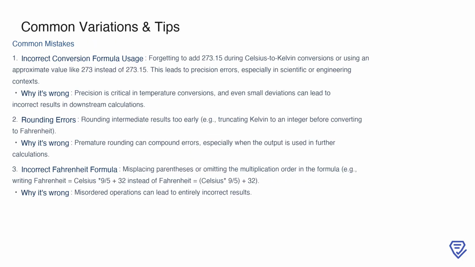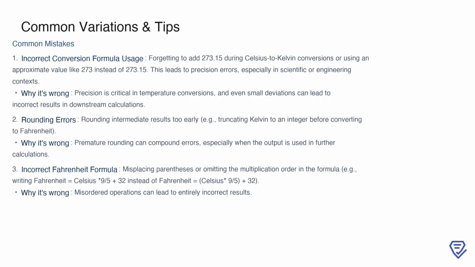When working with temperature conversions, there are a few common mistakes to watch out for. One frequent error is using the wrong conversion formula. For example, when converting Celsius to Kelvin, some people forget to add 273.15 or use an approximate value like 273 instead of the precise 273.15. This might seem minor, but precision is crucial, especially in scientific or engineering scenarios, since even small deviations can lead to errors in subsequent calculations.